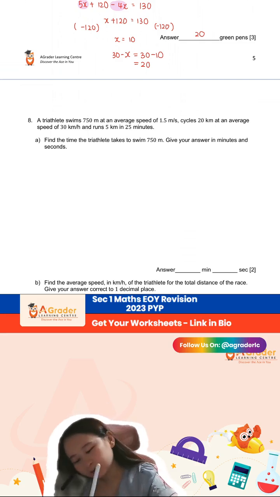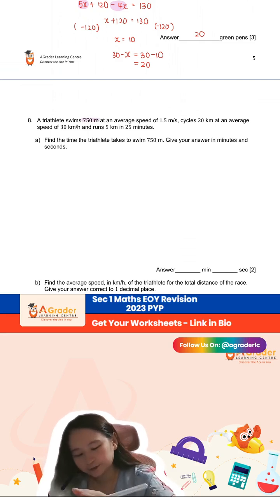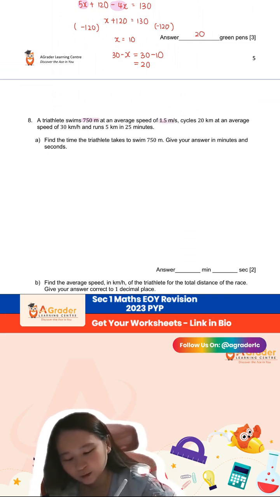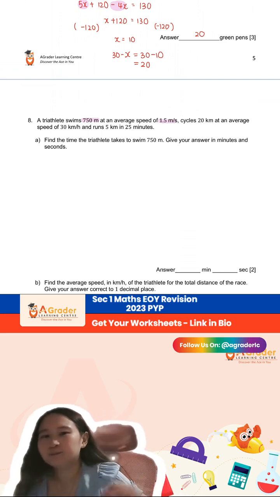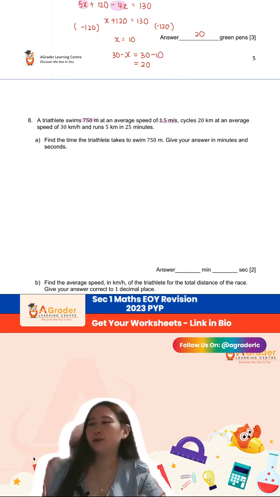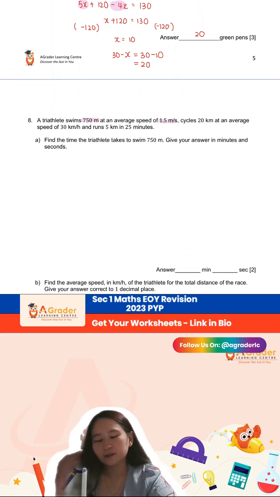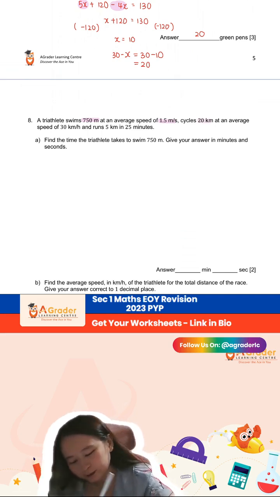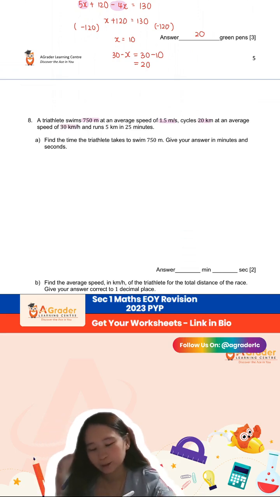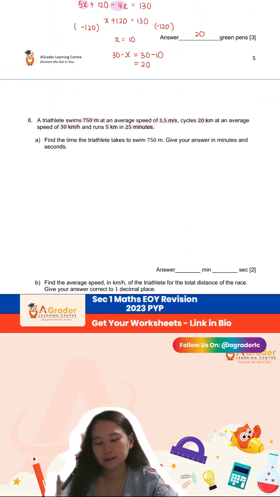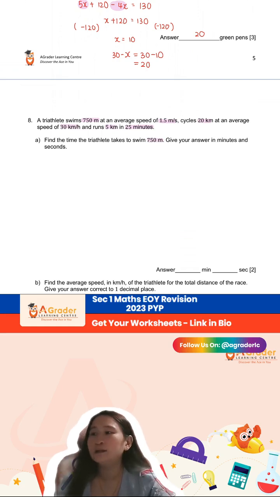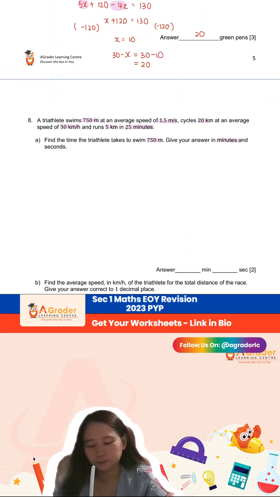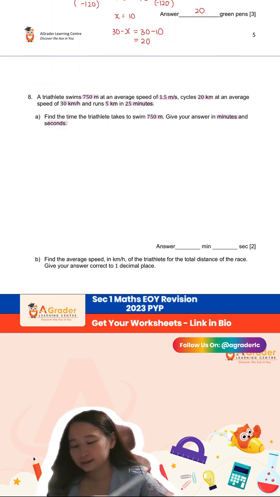A triathlete swims 750 meter at an average speed of 1.5 meter per second, cycles 20 kilometer at an average speed of 30 kilometer per hour and runs 5 kilometer in 25 minutes. Find the time he takes to swim 750 meter. Leave your answer in minutes and seconds.